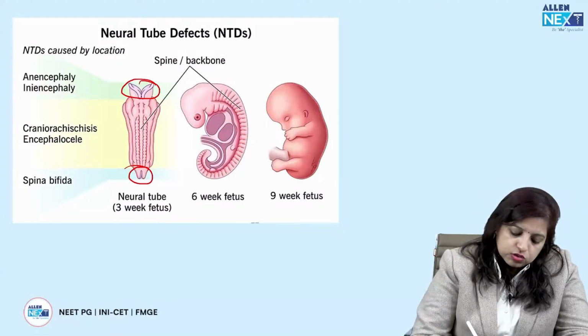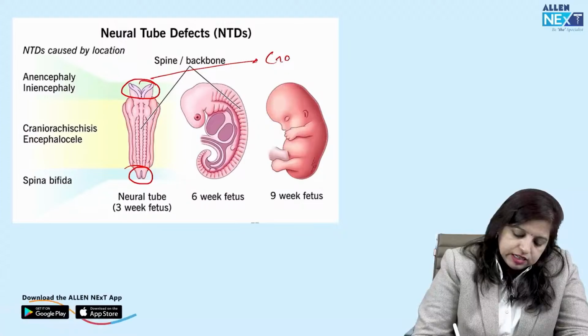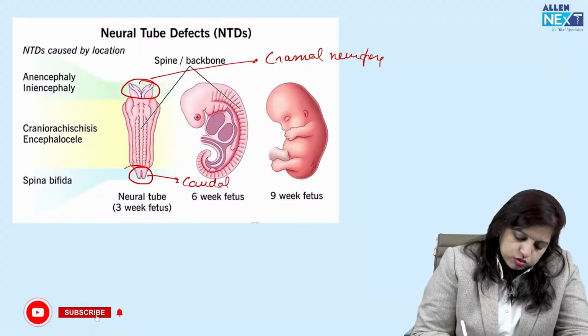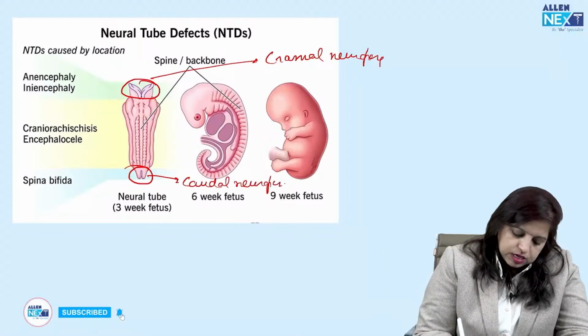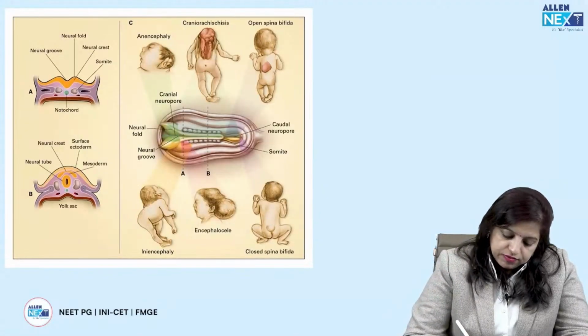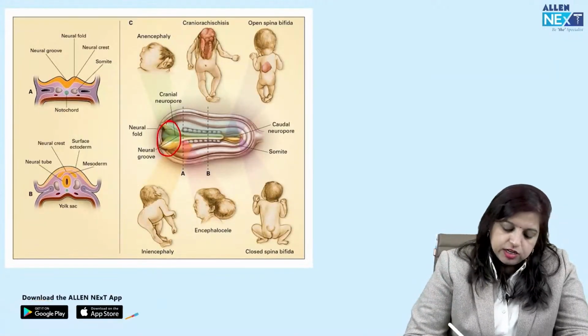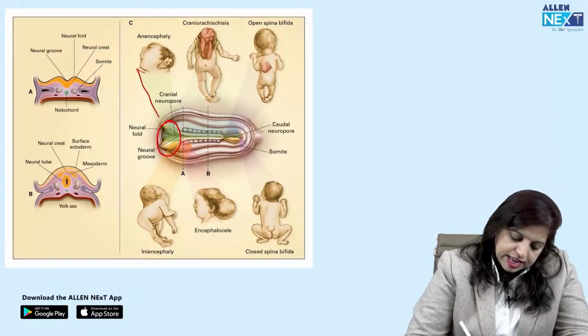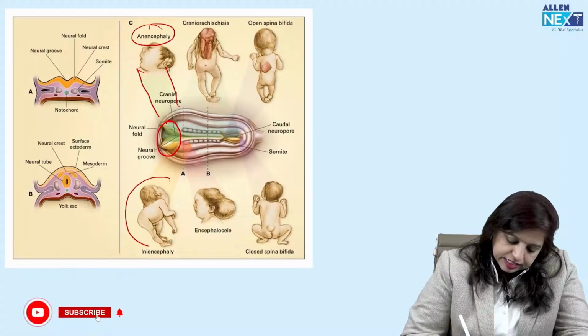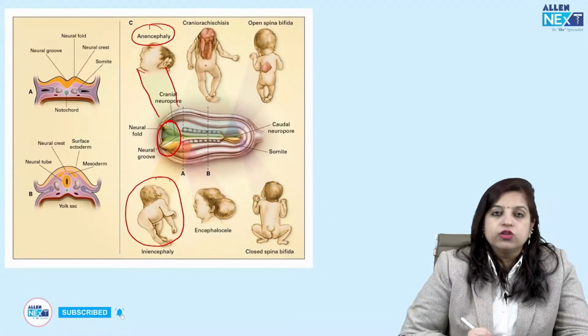The anterior part is also known as the cranial neuropore. Remember this, right? And the posterior part is also known as the caudal neuropore, right? Now, if we have to see this, you can see that when there is a problem with the cranial neuropore, we'll have defects like anencephaly, or we'll have defects like iniencephaly.